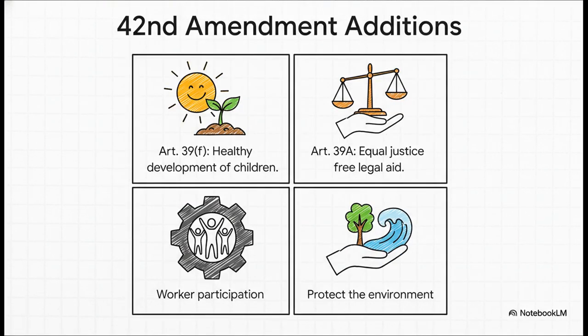So what exactly did it add? Four absolute game changers. Article 39A on free legal aid, to make sure justice isn't just for those who can afford it. Article 43A, which introduced worker participation, giving labor a voice in management. And Article 48A, which, for the first time, made environmental protection a constitutional goal. These four are high yield points for any exam. You have to have them memorized.